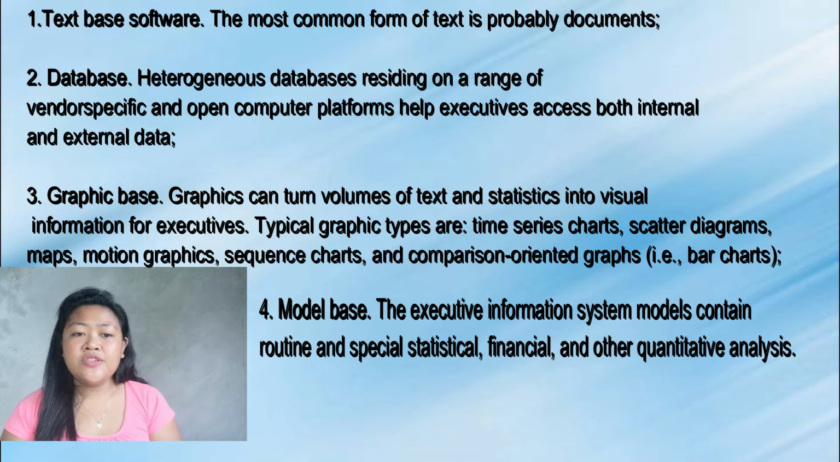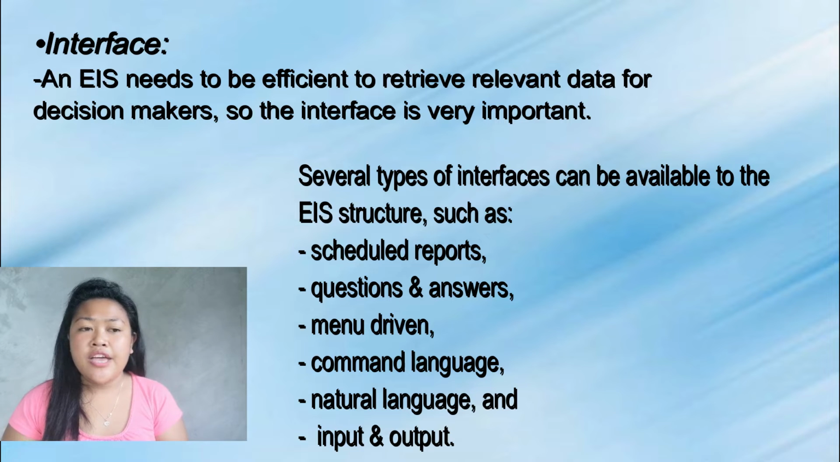Model-based. The executive information system models contain routine and special statistical, financial, and other quantitative analysis. Interface. An executive information system needs to be efficient to retrieve relevant data for decision makers, so the interface is very important. Several types of interfaces can be available to the executive information system structure, such as scheduled reports, questions and answers, menu-driven, command language, natural language, and input and output.